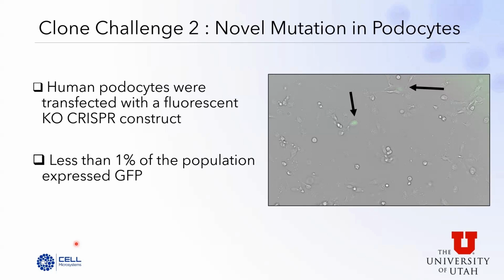And what we quickly discovered was that this population of cells was incredibly challenging to transduce. They don't grow particularly quickly, and they require very specialized conditions for growth. And when we transfected them, we found that only 1% of the population was actually expressing the GFP that was indicative of a CRISPR knockout occurring.